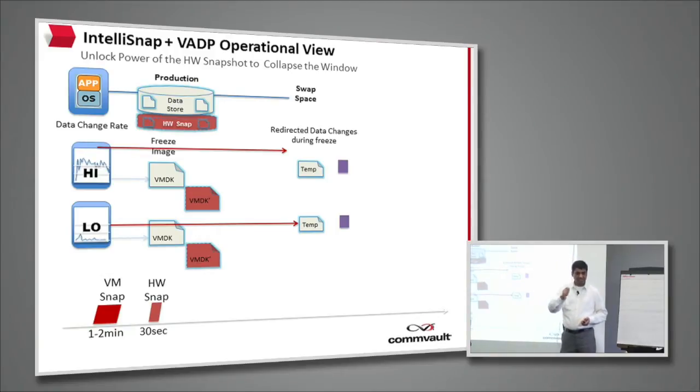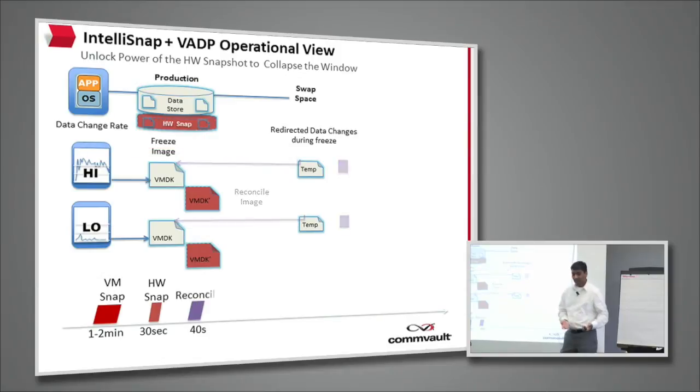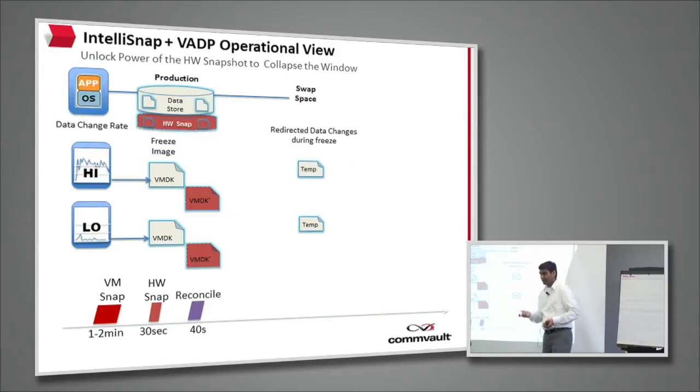Controller comes back, says snapshot is ready. I have no use for the VM in a quiesced state anymore because I have a consistent snapshot copy. I let the VM go. So the VM was quiesced for only 30 seconds to a minute. The amount of changes that accumulated in the redo logs is very, very small.